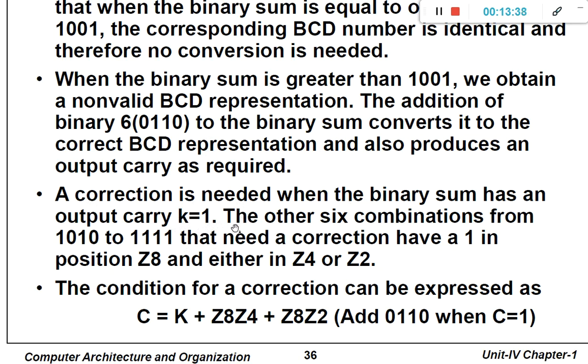Whenever the output carry K is equal to 1, then we need to perform the correction. The other 6 combinations from 1010 to 1111 that need a correction have a 1 in position Z8 and either in Z4 or Z2.